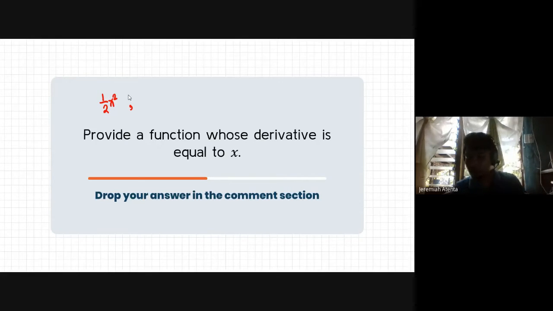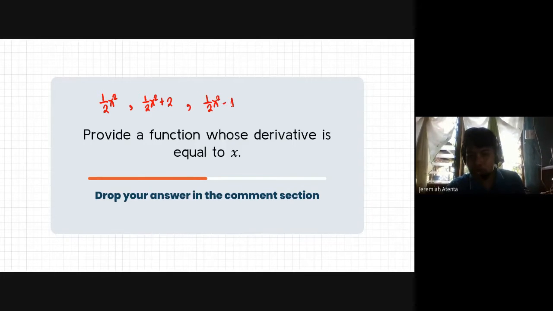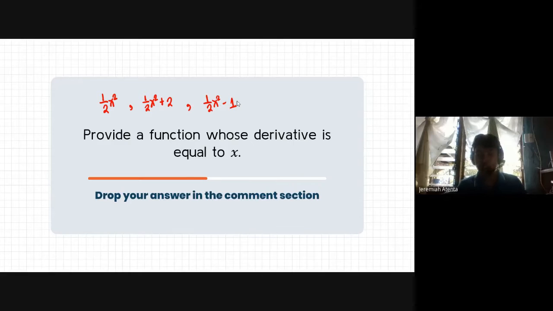Okay, so we have 1 half x squared plus 2. Very good. We also have from Ruthie. Also 1 half x squared plus 2 is from Owen. So from Ruthie, we have 1 half x squared minus 1. Who else? Can you provide another one? Okay, in a count of 5. 5, 4. Merong hahabol. 3, 2, 1. Okay, so we have three functions here.